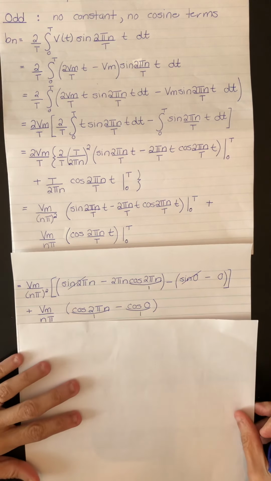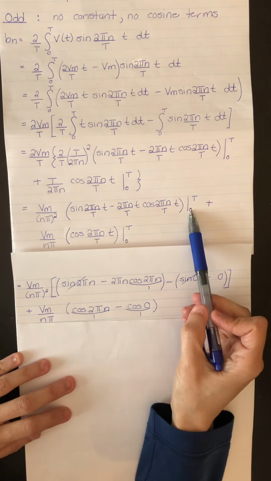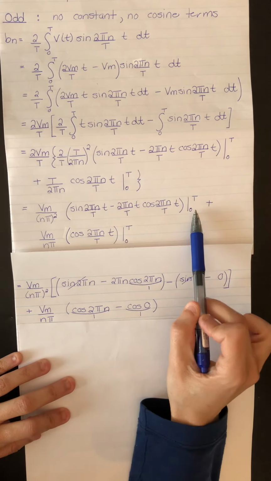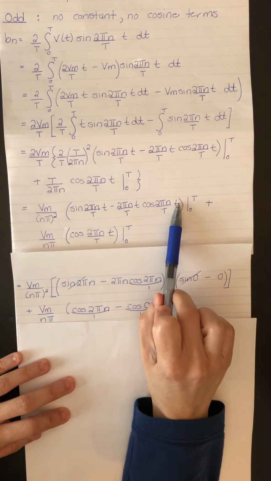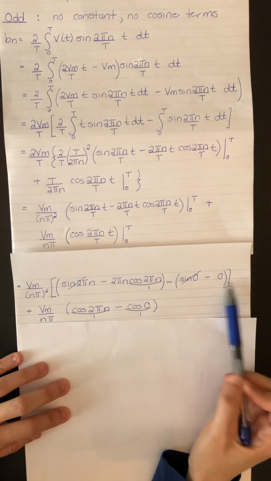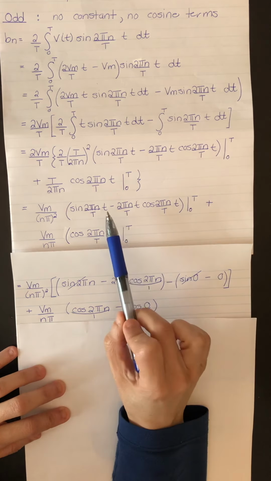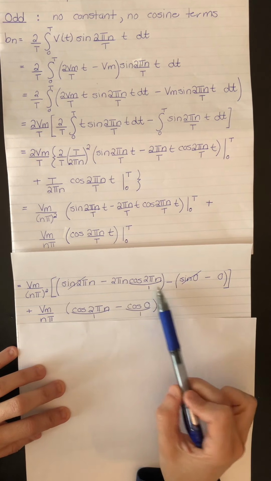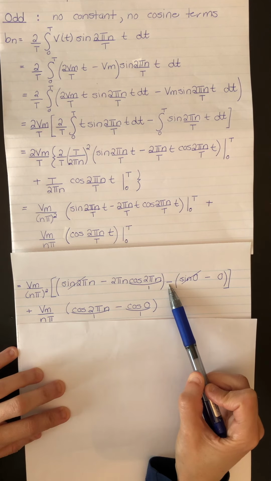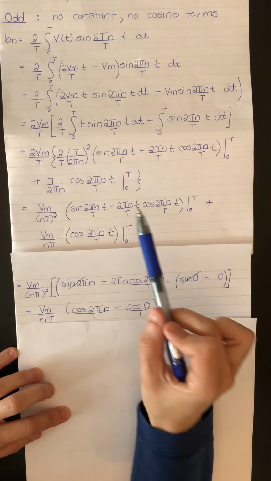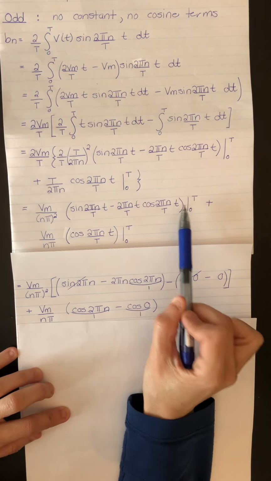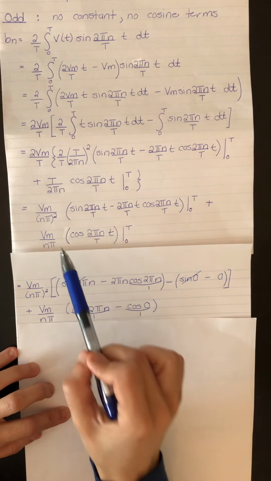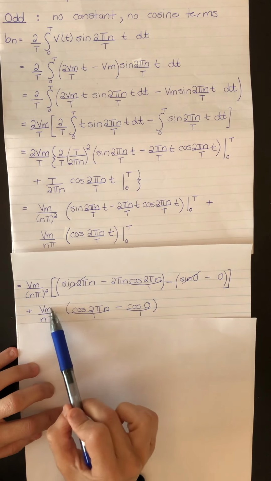when we substitute 0. So we're going to get the sine of 0 minus the 0 here makes the whole term 0. Okay, so again, I took capital T, I substituted it here, here, here. That gave me this. Subtracting, and now we go to the lower limit. We're taking 0, we're putting it here, here, and here, and that gave me this. Okay, plus Vmax over n pi.